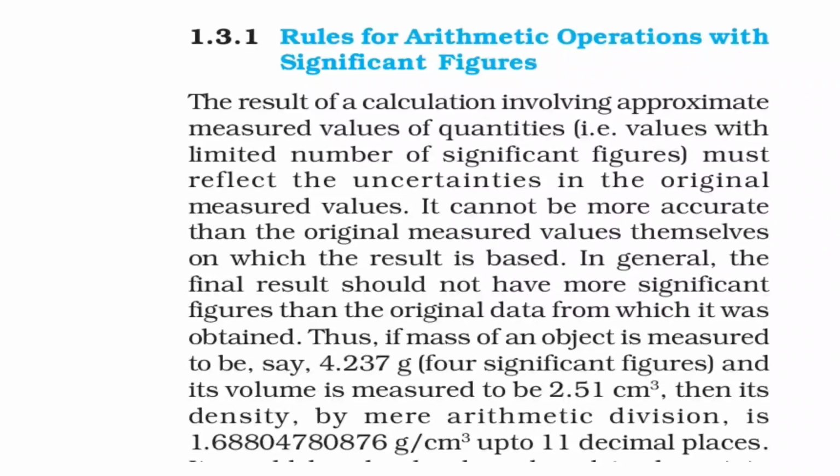Let's start. Rules for arithmetic operations with significant figures. The result of a calculation involving approximate measured values of quantities must reflect the uncertainties in the original measured values. It cannot be more accurate than the original measured values themselves on which the result is based. In general, the final result should not have more significant figures than the original data from which it has been obtained.